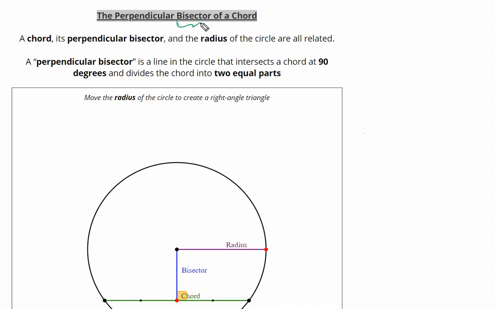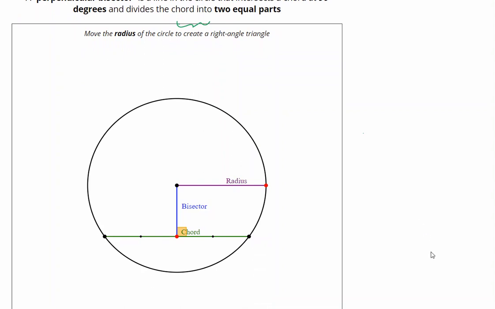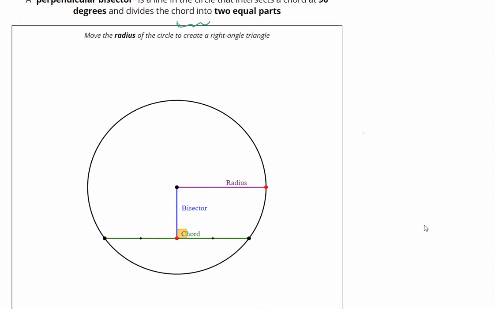Now, what do you guys think this word would mean? Bisector. You might be able to figure it out. Bi means two. And if you bisect something, what do you think that means? Split in half. There you go. To bisect means split it in half, so right in the middle. So we're splitting a chord in half. Cool. All right. This is a split in half chord. I think that really struck a chord with you guys.